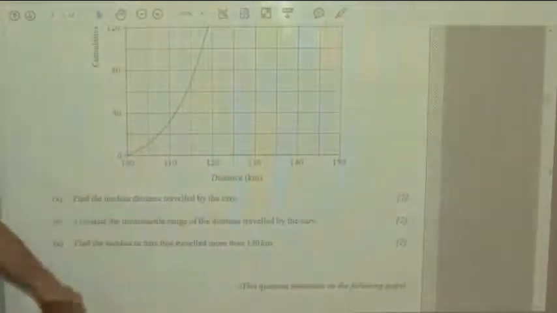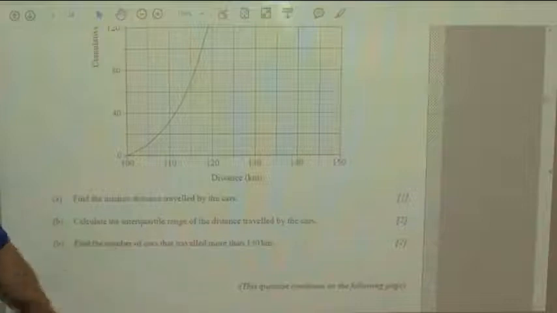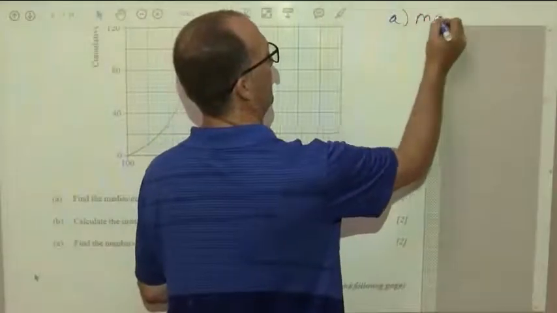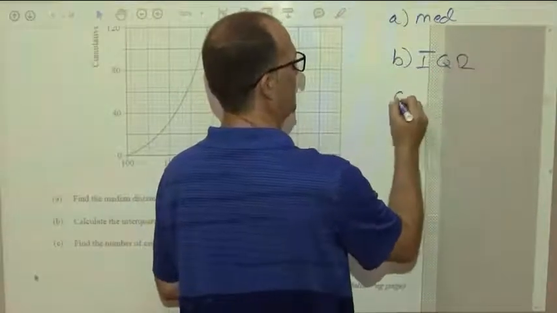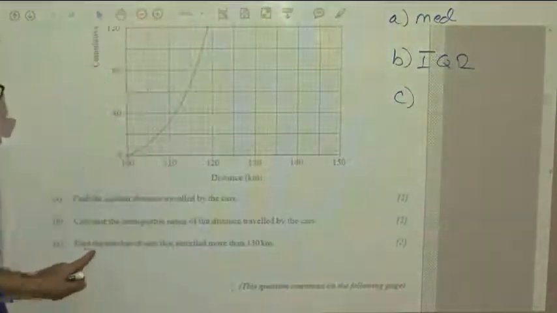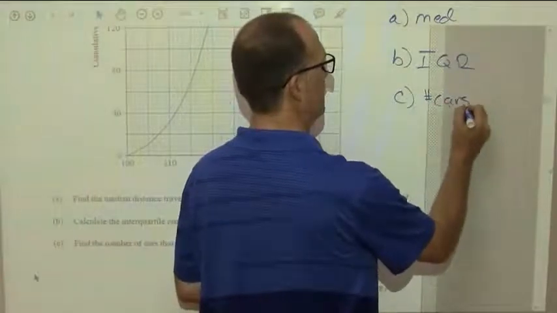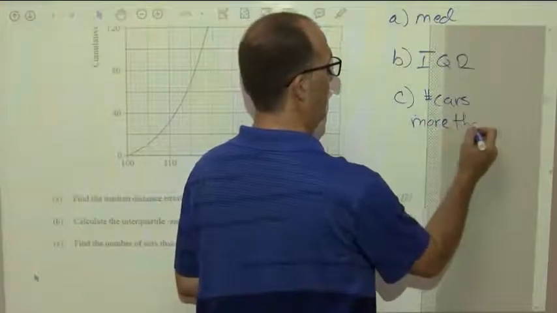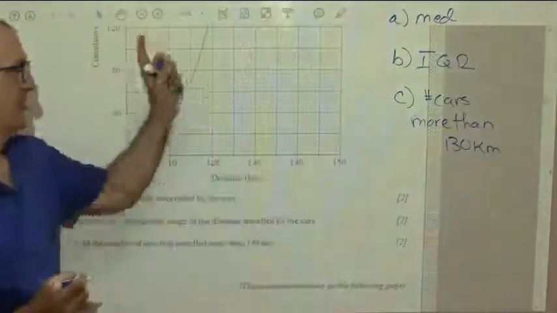Part A, to find the median distance. Part B, to calculate the interquartile range. And Part C, to find the number of cars that traveled more than 130 kilometers. So just to make life easy, I'm just going to write Part A. It wants to find the median. Part B, it wants to find the interquartile range. And Part C, they want us to find the number of cars that traveled more than 130 kilometers. So there are 3 questions.